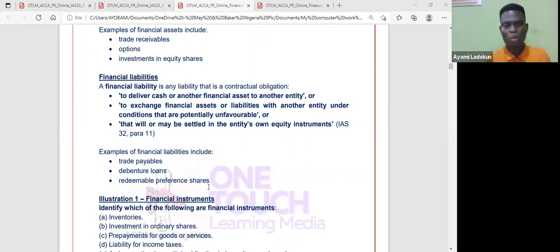Or I will have to settle the entity's own equity instrument. So maybe I enter into a contract where I have to issue my own equity instrument. So that is financial liability. For example, you have trade payables, you have debenture, you have loans, right? Redeemable preference shares. So those are financial liabilities. So you need to understand that.